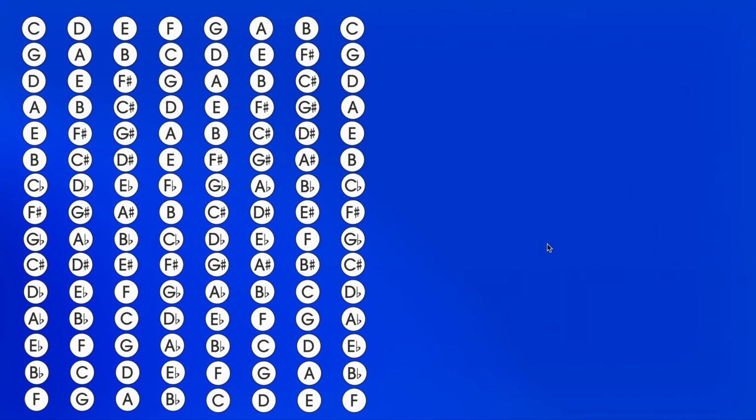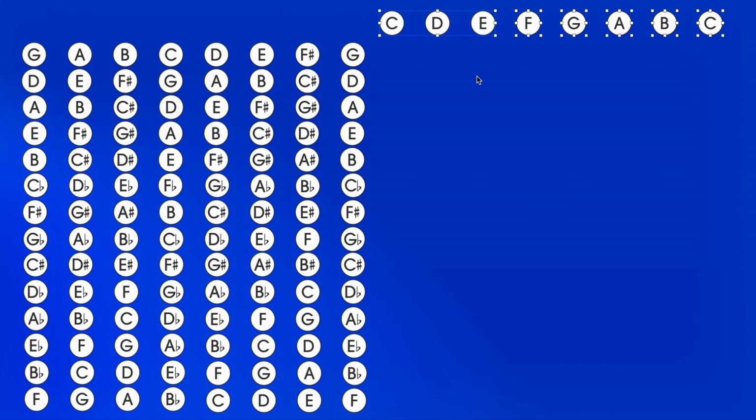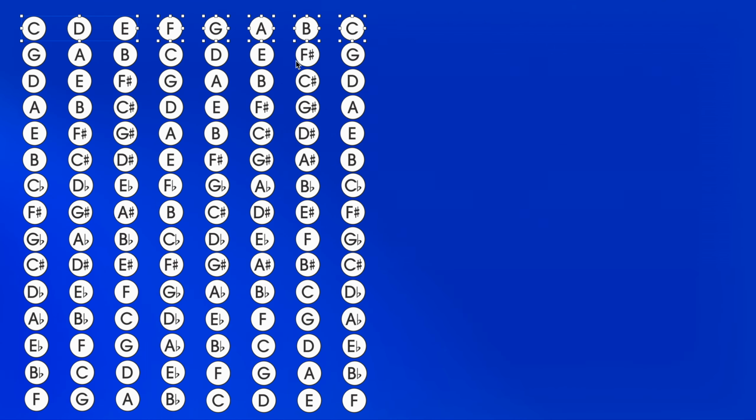If you were learning or working on learning to spell your major scales, it can be kind of a daunting task. Here we have the 15 major scale spellings. Let's just take a look at C. C is pretty easy because it's all natural notes. Any other scale is going to include some sharps or some flats.